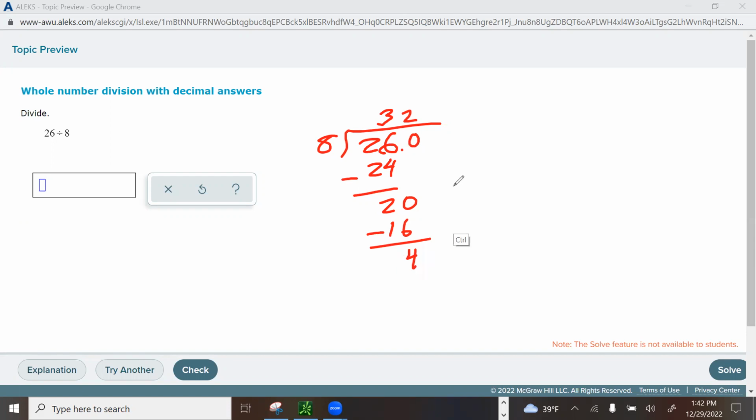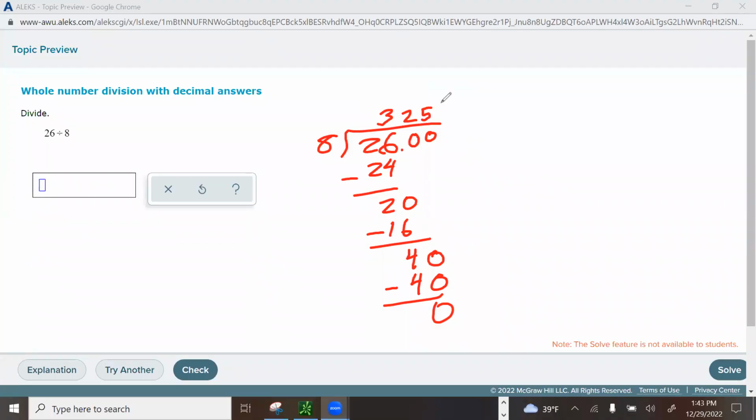Again, we don't have a 0 remainder, so I'll slap on another 0 and bring it down, because after all, 26.00 is the same thing as 26. So 8 divides into 40 5 times, and 5 times 8 is 40. And now we get a remainder of 0.